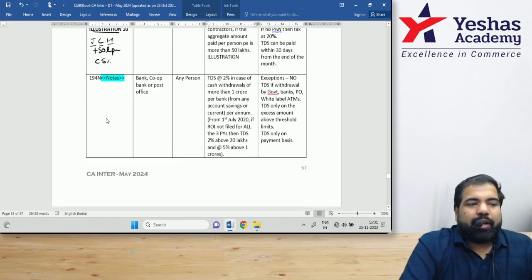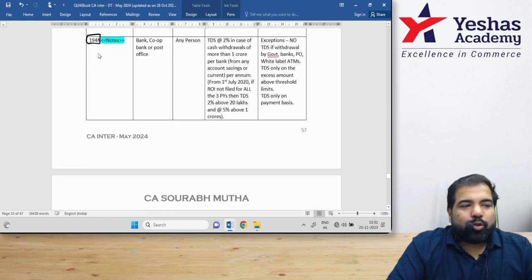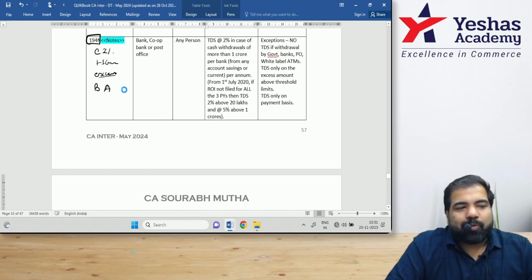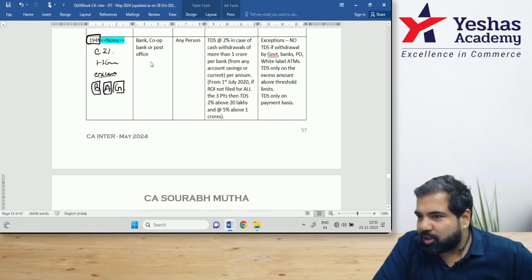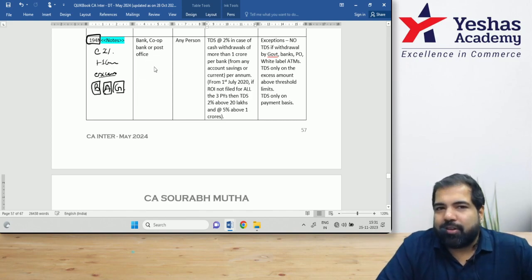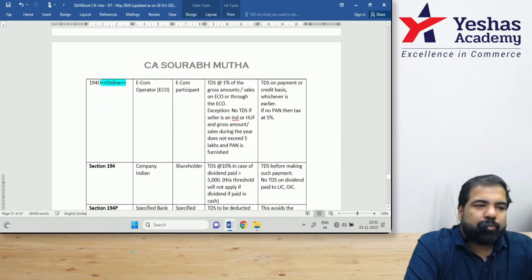5%. 194N. Guys, who doesn't like notes? So if you withdraw too many, the government will tell banks to deduct TDS at what rate? Only if the amount is more than the first time we are seeing excess. But guys, if you take a special bag, no TDS. A government, banks, and white label ATM. Remember, guys, there's a punishment. If you've not filed a return for 3 years, then 2% more than 20 lakh and 5% more than 1 crore. Excellent.